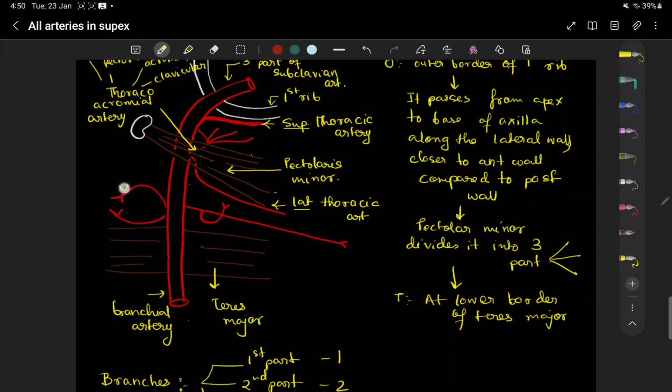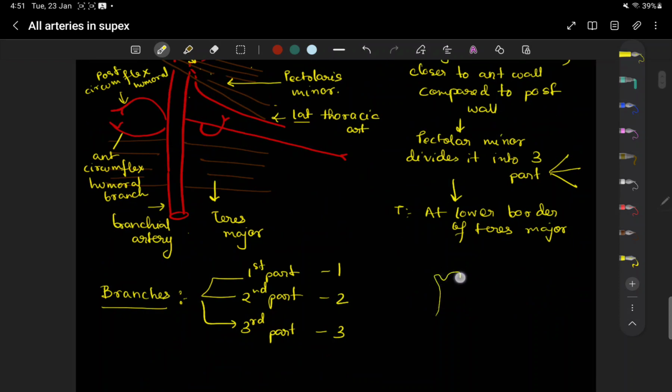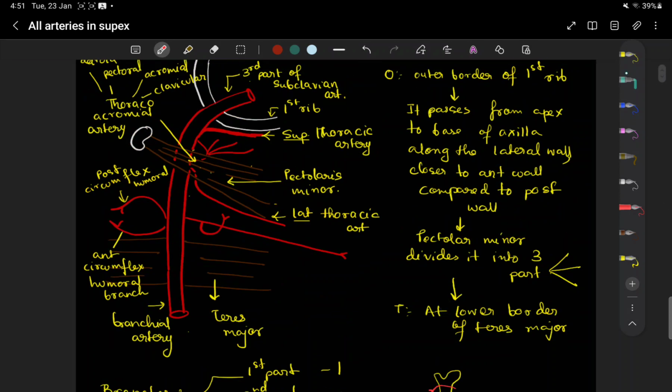One is the posterior circumflex humeral branch, another is the anterior circumflex humeral branch. Okay, so we have this humerus that is present. So this artery that is present, it actually circumflexes the neck of the humerus. So that is why we call it posterior and anterior circumflex humeral branch, as it is circumflexing the neck of the humerus. ठीक है, तो इसको रिमेंबर करना.